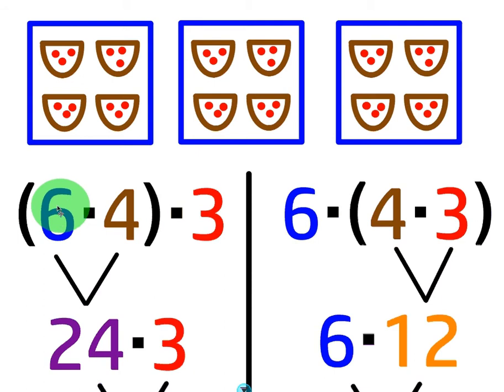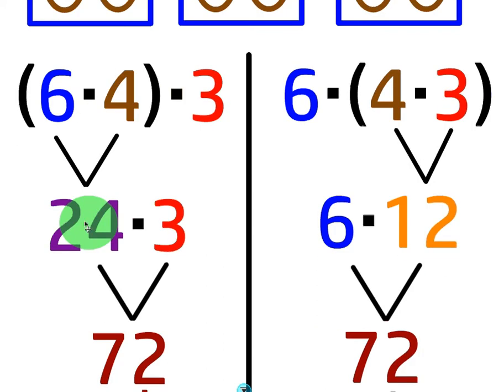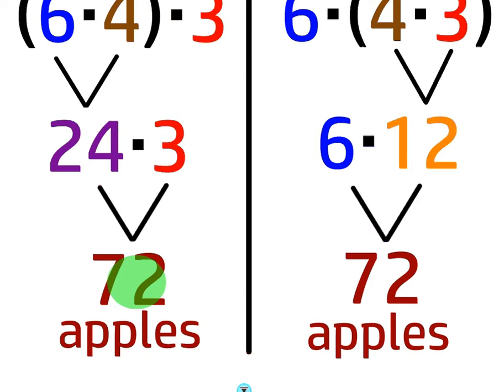The first way is to figure out how many total baskets there are. If there are 4 baskets in each truck and there are 6 trucks, that would make 24 baskets. Once you figure that out, if there are 24 baskets and 3 apples in each basket, that's 3 times 24: 24 plus 24 is 48, plus 24 is 72. Therefore, you would have 72 apples. Let's look at the other way of doing this.